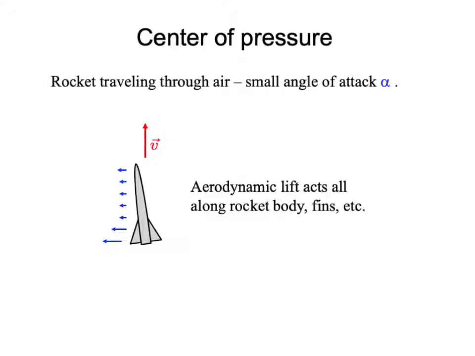That means there will be aerodynamic lift, which of course will be acting sideways since it acts perpendicularly to the velocity of the rocket. And so the aerodynamic lift acts all along the rocket body. Every part of the rocket body contributes to the lift: the nose cone, the body of the rocket, the fins at the back.